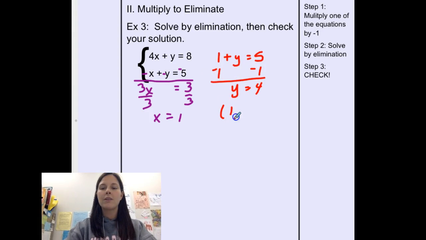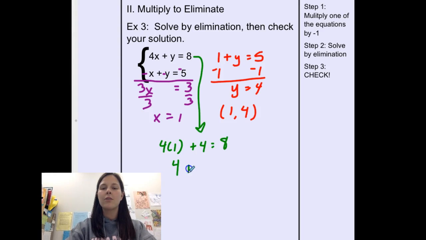My solution is (1, 4), and I need to check it in the first equation, the one that I did not use to solve for y. Replacing x with 1, replacing y with 4, and checking to see that it equals 8. 4 times 1 is 4, and 4 plus 4 is 8, so I got my solution to check on this one as well.